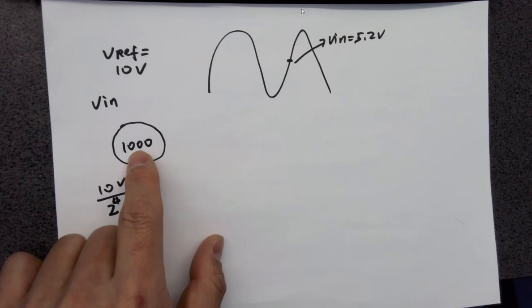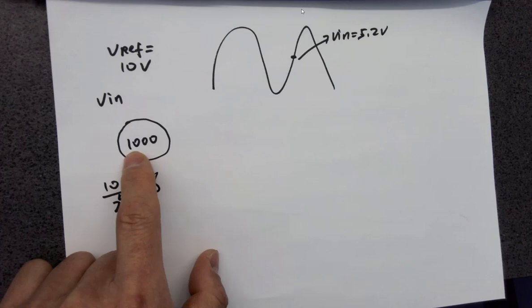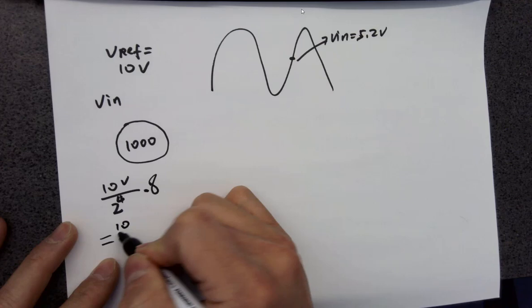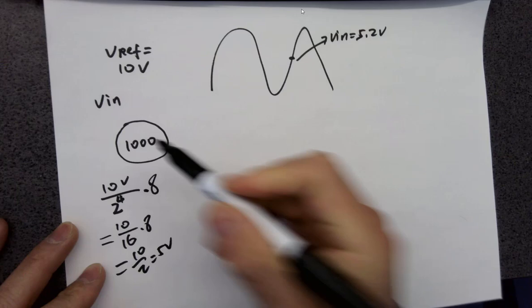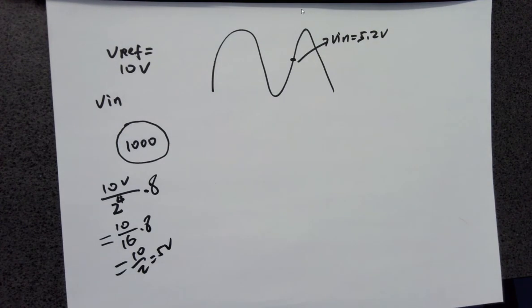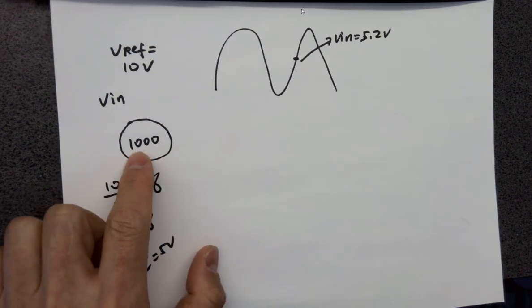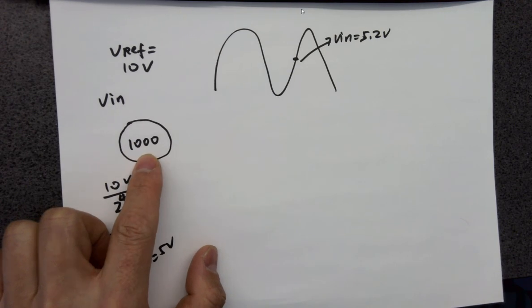10 volts divided by, it's a 4-bit, right? So you have totally 16 different levels. So 10 divided by 16 times 8, because this number is 8. So it's 10 over 16 times 8, which is 10 over 2, which is 5 volts. Start with 5 volts first. So the circuit has to be able to reset some D flip-flops and give you this output at the very beginning to start with. That's the first value you have.